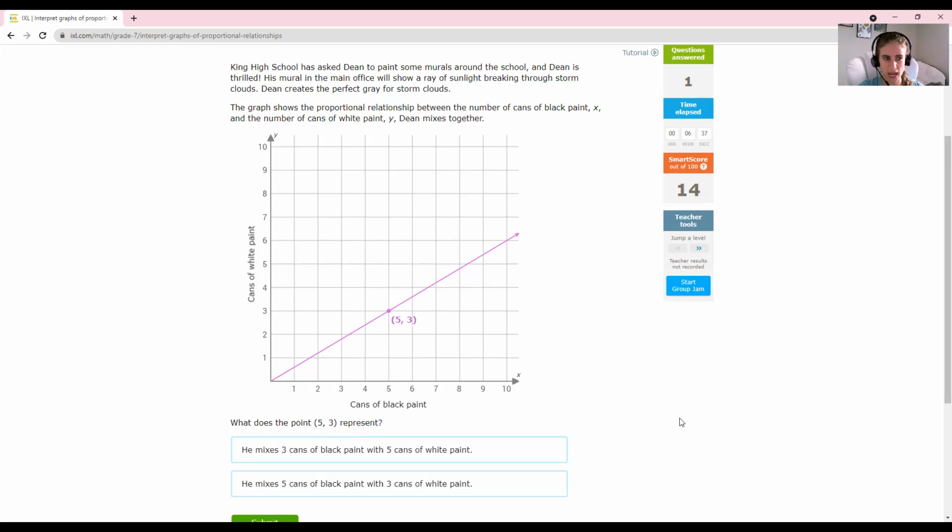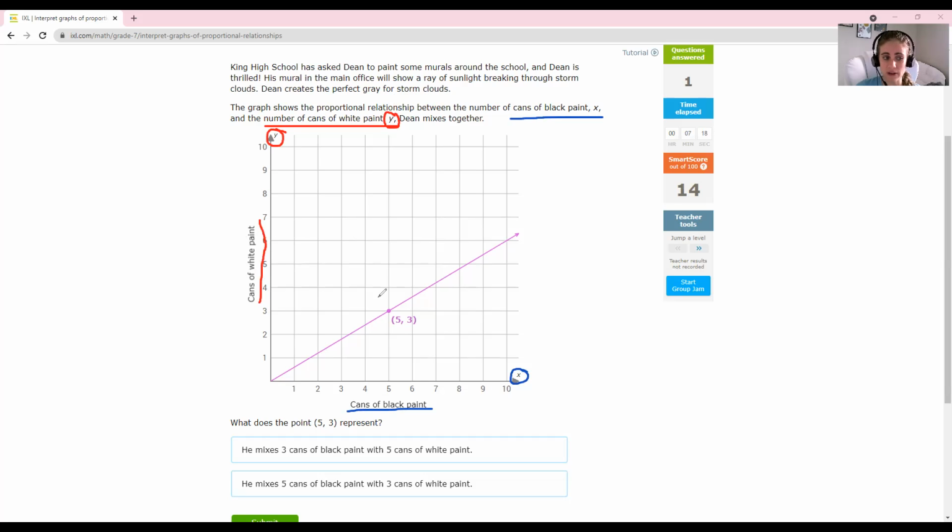So once again, I'm going to really kind of break this one down. So let's make sure that we see what everything is labeled. That's the biggest part of this, is reading the labels. So that way you can understand what the graph and what this specific point means. So we're told that the cans of black paint is represented by our X, and yes, sirree, that does match what's labeled. And then the white paint cans that he's mixing with it to make the gray is our Y. And yep, that does in fact match.